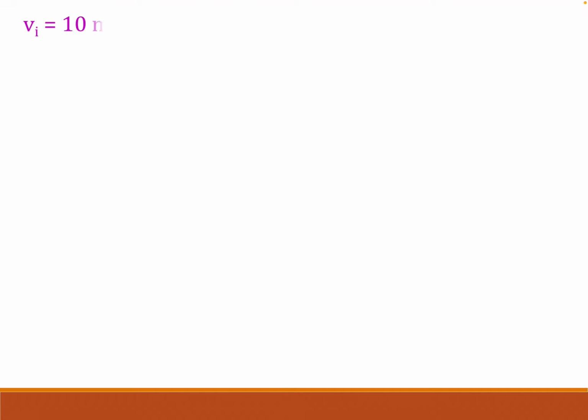Let's write down everything we know. VI is 10 meters per second. VF is 0 because she stops. Delta t is 6 seconds. A is what we're looking for. And again, acceleration is change in velocity over change in time.